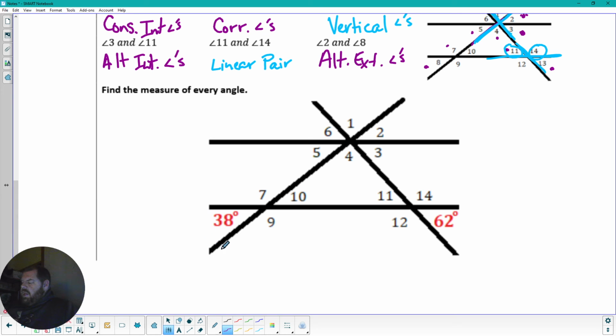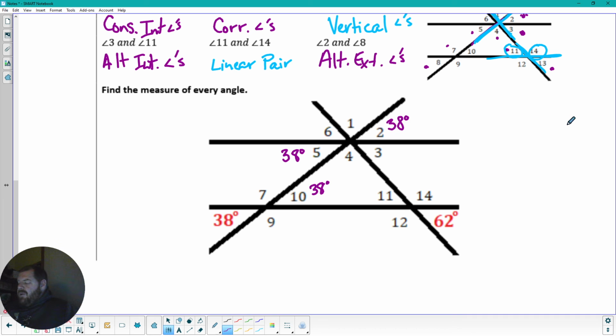I'm going to start with the 38. Well, angle 10 is across from it, so it's also 38. Okay, not too bad. That's a good start. Angle 5 is corresponding. It's in the bottom left, just like 38's in the bottom left. So it's the same. Angle 2 is an alternate exterior angle to the angle measuring 38. So it's also 38. And I might be done with 38s.